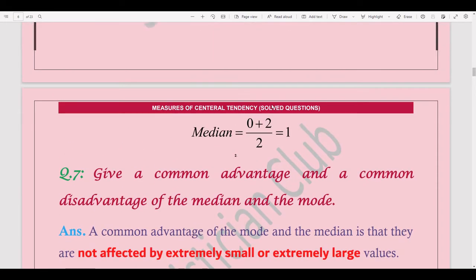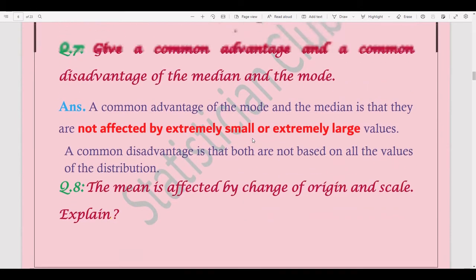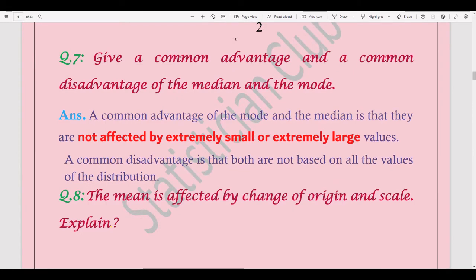As you know, here we calculate median. Median is calculated from the middle values, and mode is calculated from the most frequent value in the data set. So these two averages do not rely on the complete data set. So they are not affected by extreme large or extreme small observations, as arithmetic mean, geometric mean and harmonic mean are affected. A common disadvantage is that both are not based on all values. So this is the disadvantage, that these two averages are not based on all the values of the distribution.